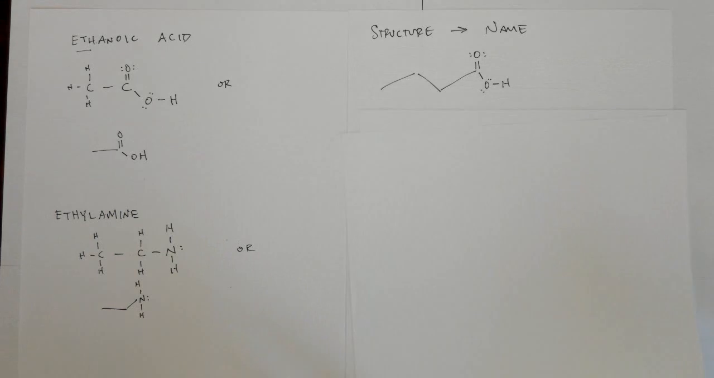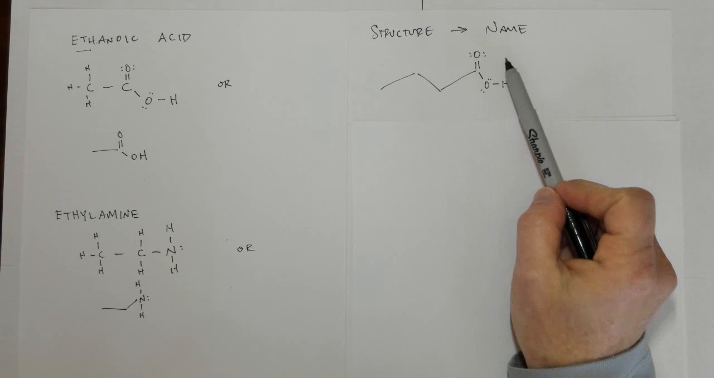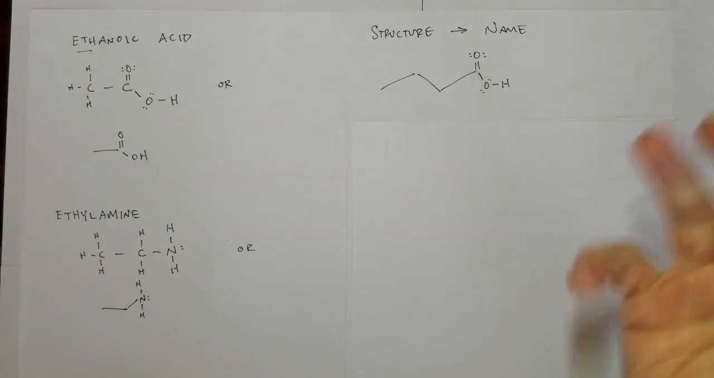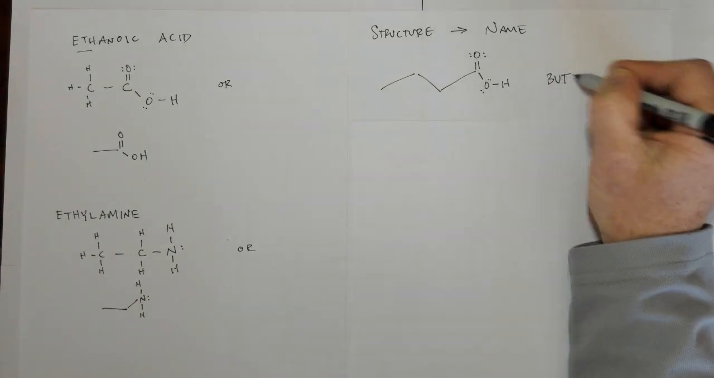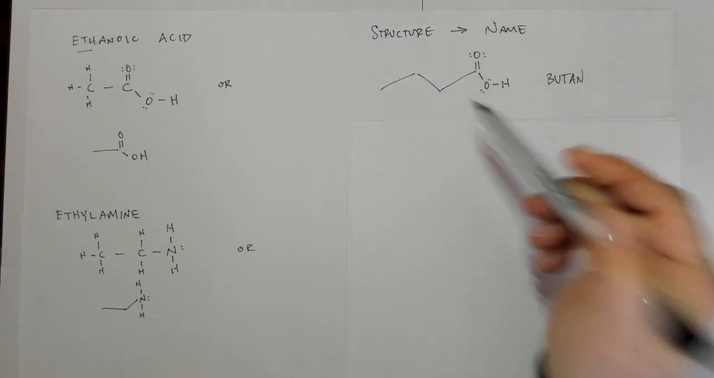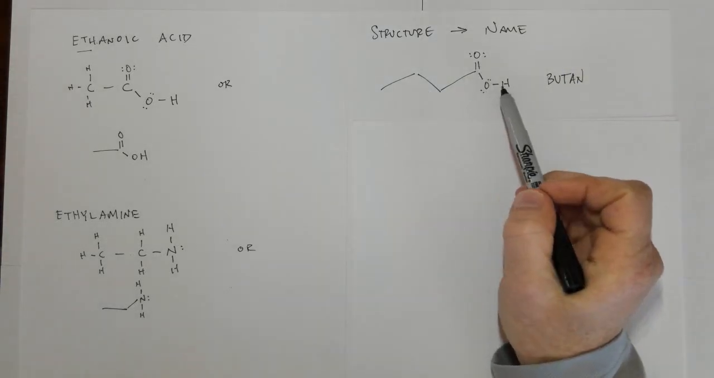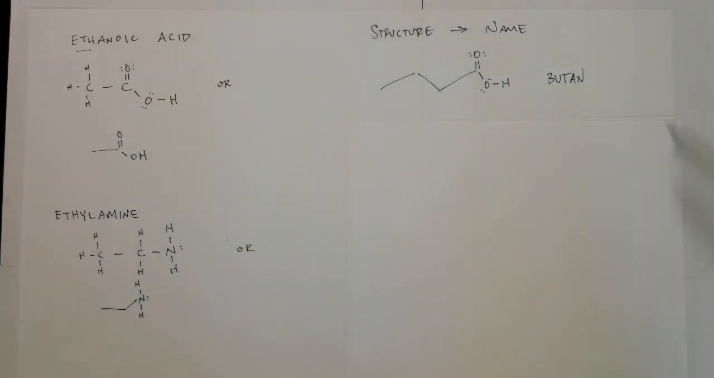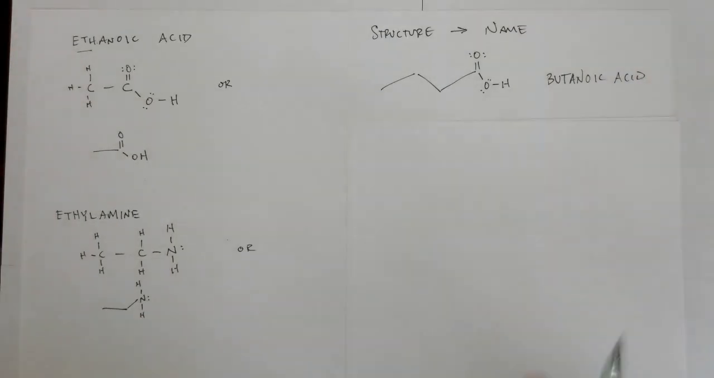So here's a structure and let's see if we can figure out what its name is. This is a stick structure again, and each bend right here represents a carbon. So 1, 2, 3, 4 carbons in it. So the prefix for 4 is but, or butane. And then since it's got a double bonded OH, you learned that a double bonded OH means it's a carboxylic acid, and so it has oic acid at the end of it for a suffix. So this would be called butanoic acid.